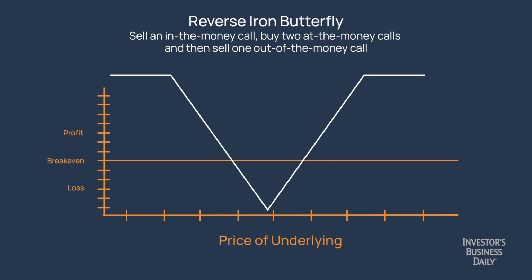So this trade will benefit from a big move in either direction from Nvidia stock. And to execute a reverse butterfly spread, an investor would want to sell an in the money call, buy 2 at the money calls, and then sell 1 more out of the money call. So let's take a look at Nvidia stock and set up this trade together.